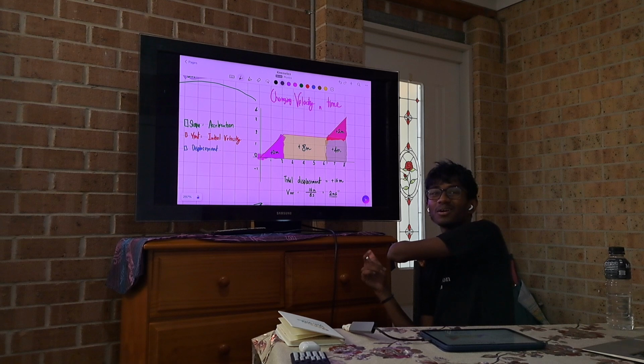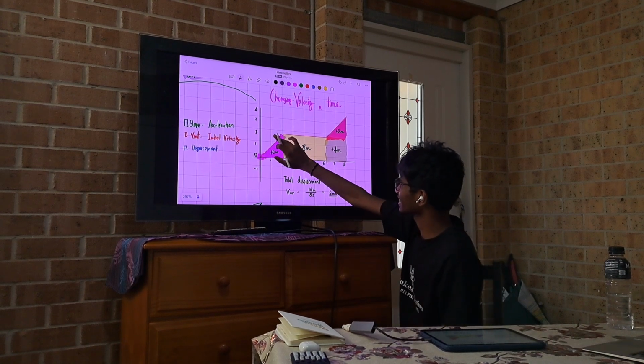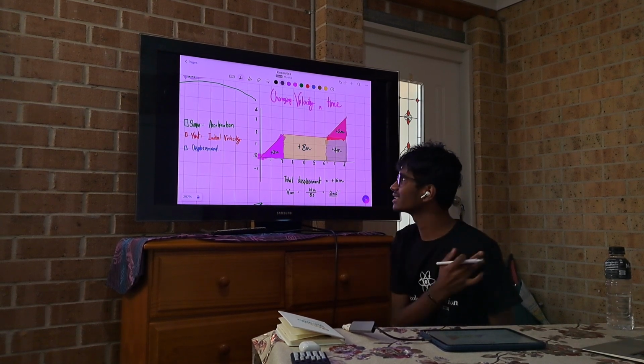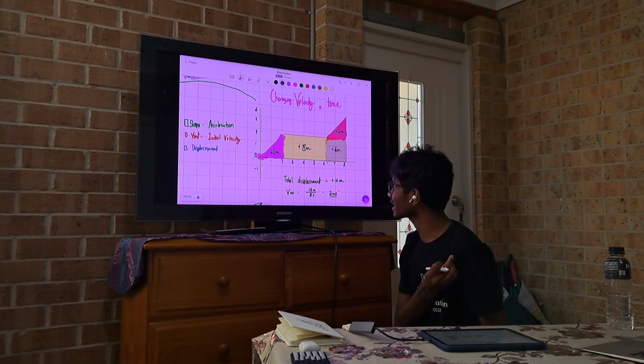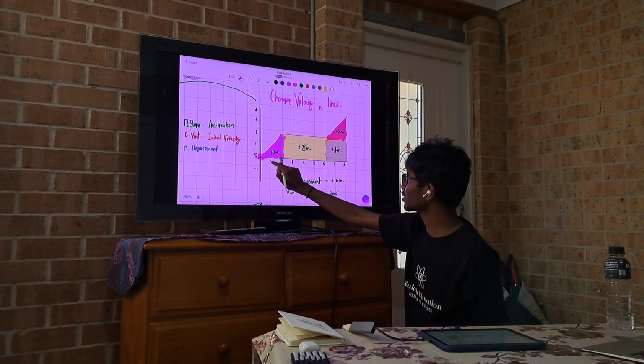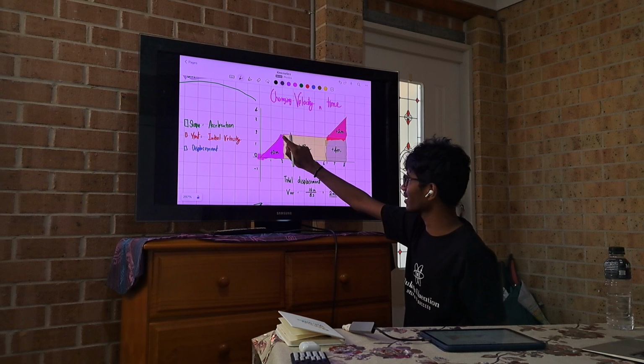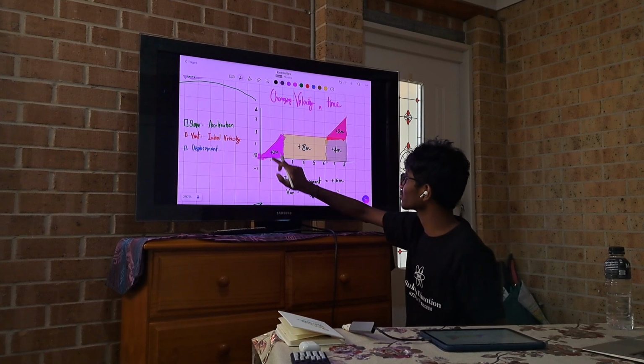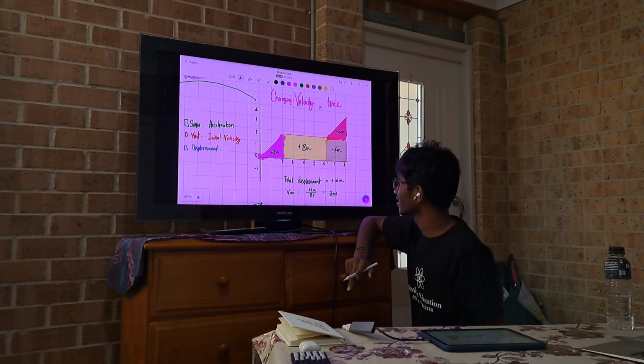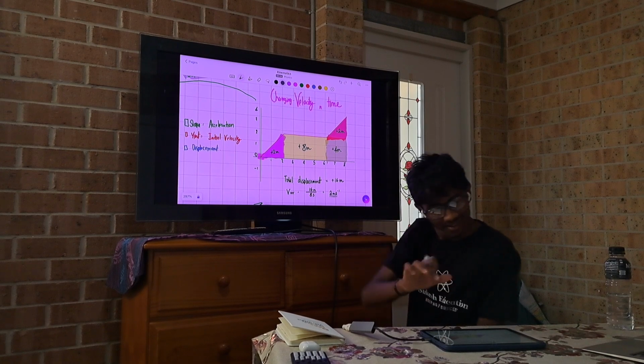Oops, I got that all wrong. Okay, so this slope is the acceleration. So if you find the slope, right? So if you take 2 divided by 2, so rise over run, it's 1. So the acceleration is 1 meter per second squared there.